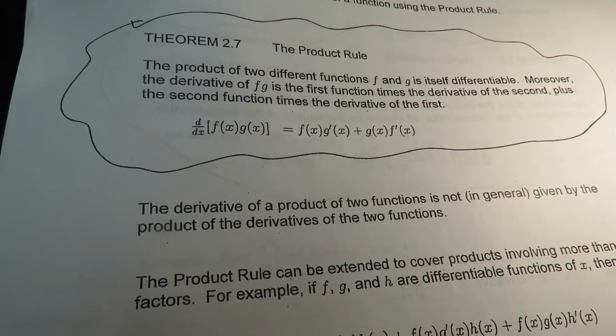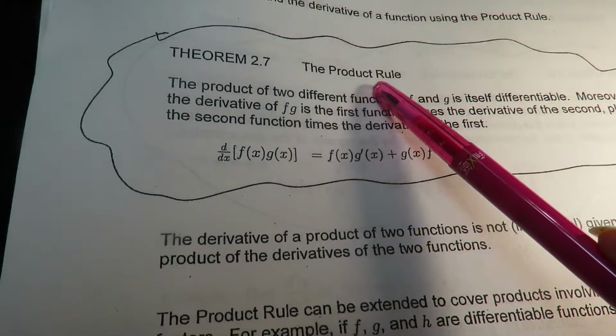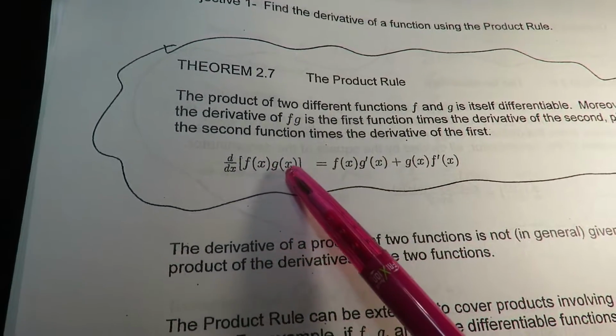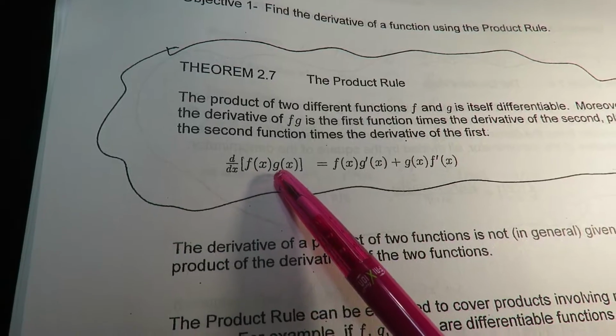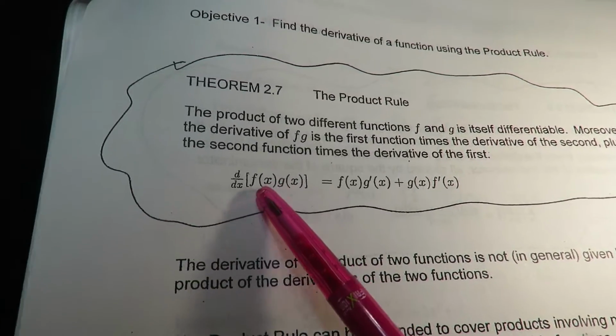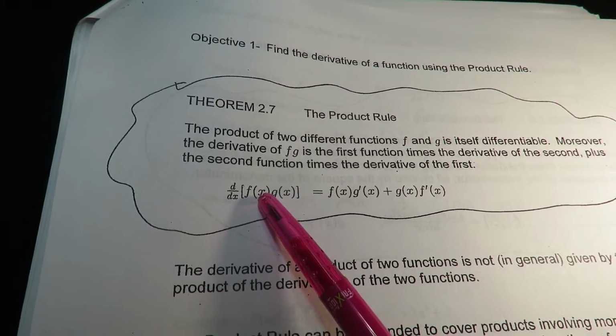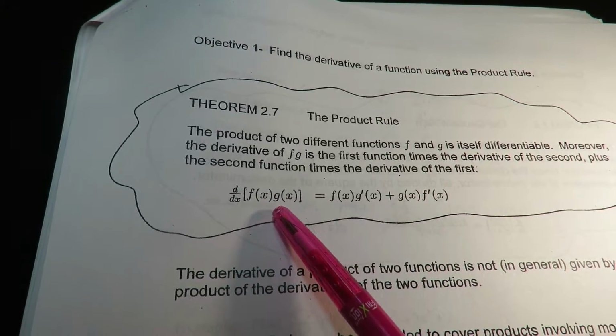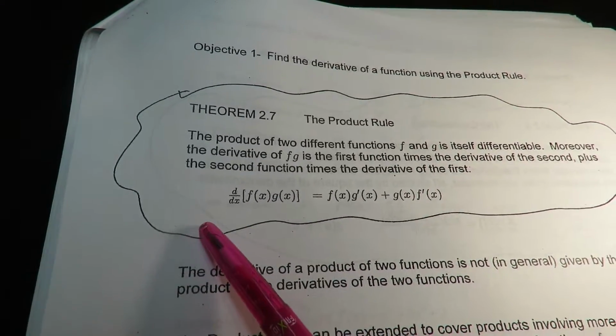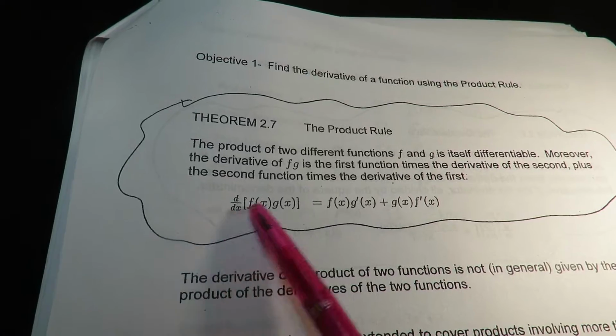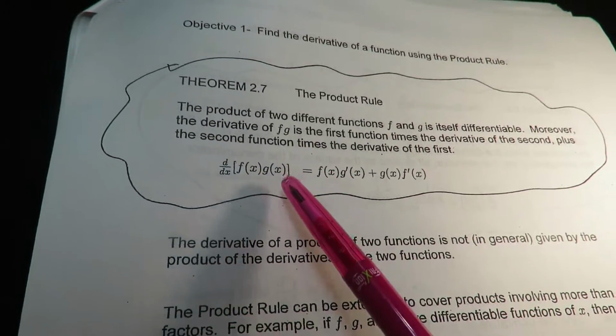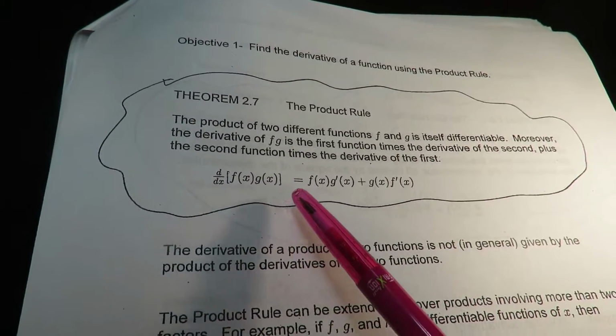So this is the product rule. And you're going to use this when you have a product, okay, when you have a multiplication. Now the thing is when you have a product, it's not as simple as just taking the derivative of each piece. It doesn't work like that.